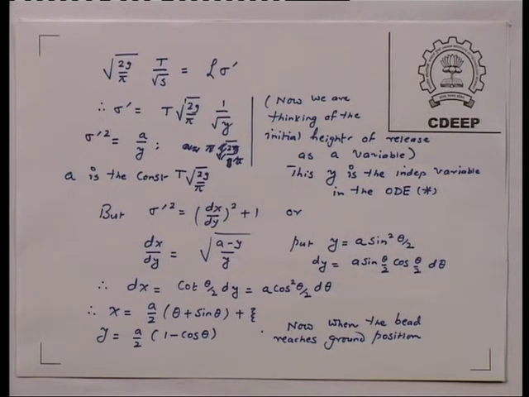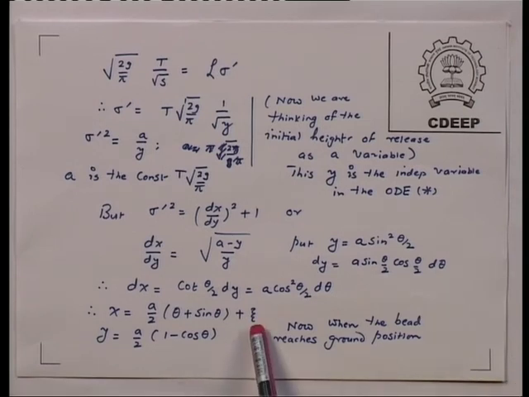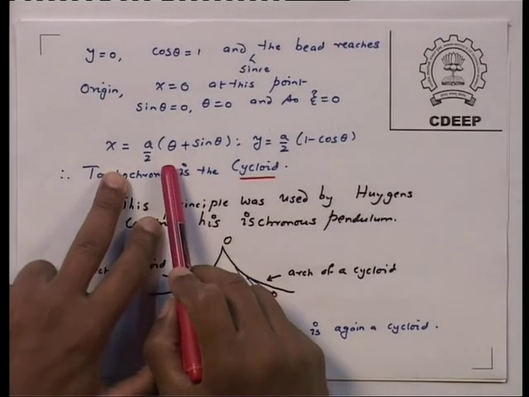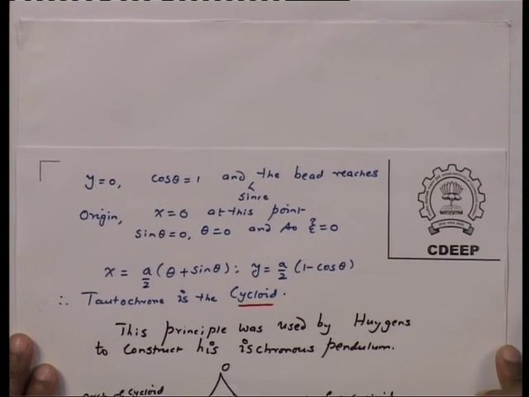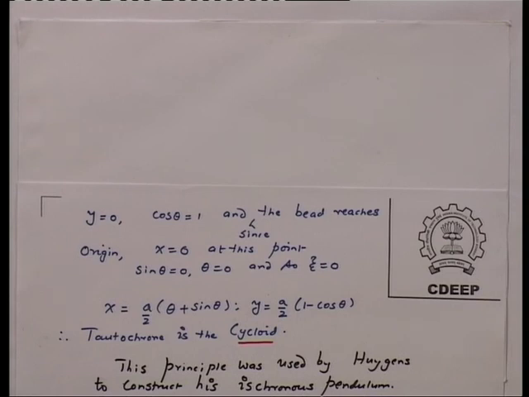And now, when the thing reaches the origin, y is 0. So, cos theta is 1. So, sin theta is 0 and theta is 0. So, psi must be 0. The boundary condition, terminal condition gives you that psi is 0. So, when you put psi equal to 0, what do you get? You get the equation x equal to a by 2 theta plus sin theta, y equal to a by 2 into 1 minus cos theta, this equation.